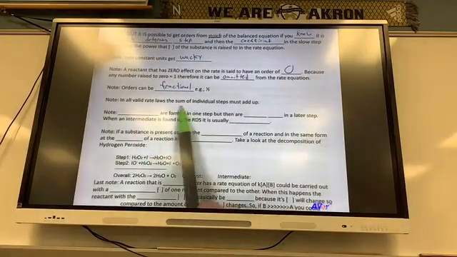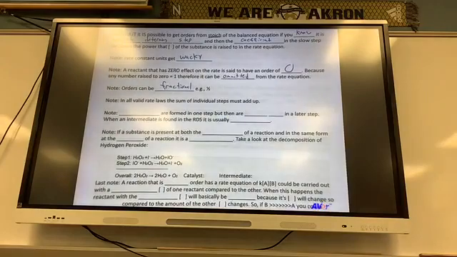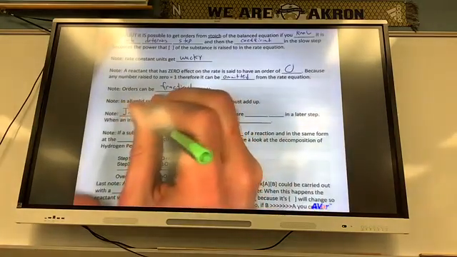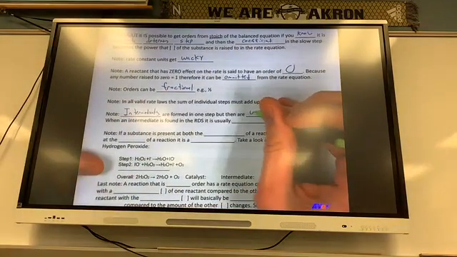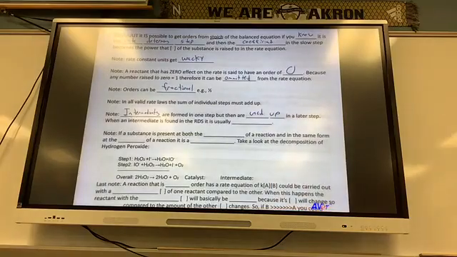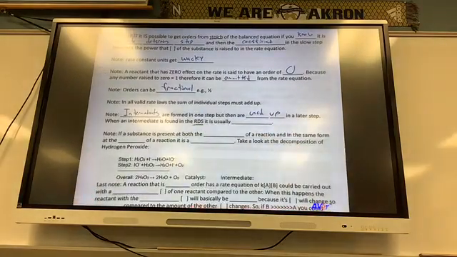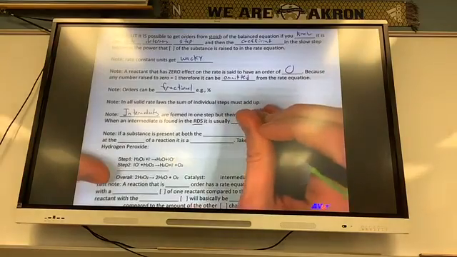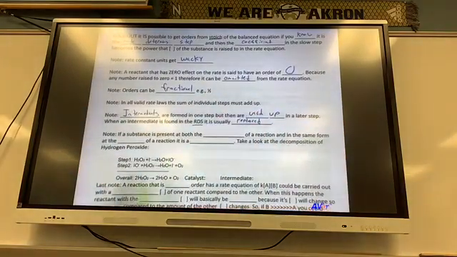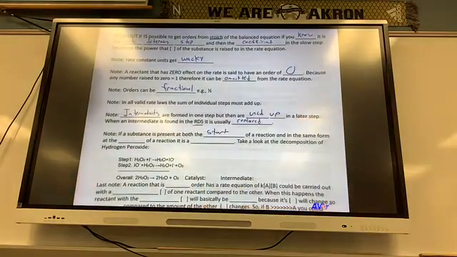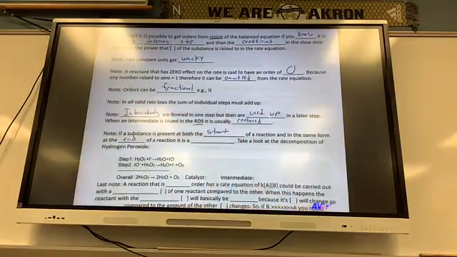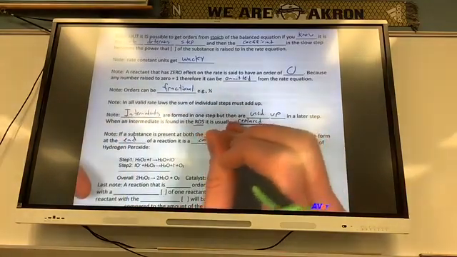In all valid rate laws, the sum of the individual steps must add up. Other note, this is just a lot of stuff I wanted to tell you before we get to the actual stuff. Other note is intermediates, which I said we would talk about more later. Intermediates are formed in one step, but then are used up in a later step. When an intermediate is found in the rate determining step, it is usually replaced, and I'll show you that in a second. If a substance is present at both the start of a reaction and in the same form at the end, we already know that's a catalyst.